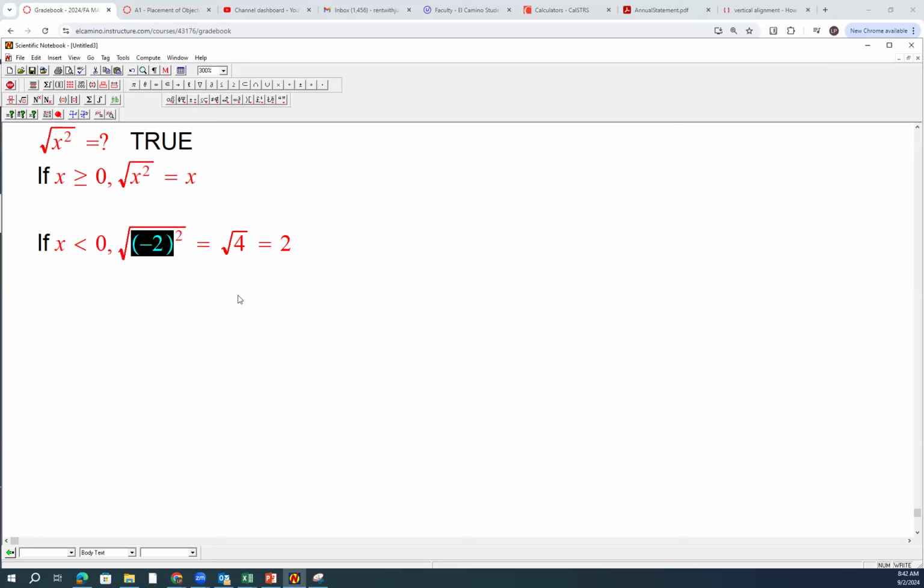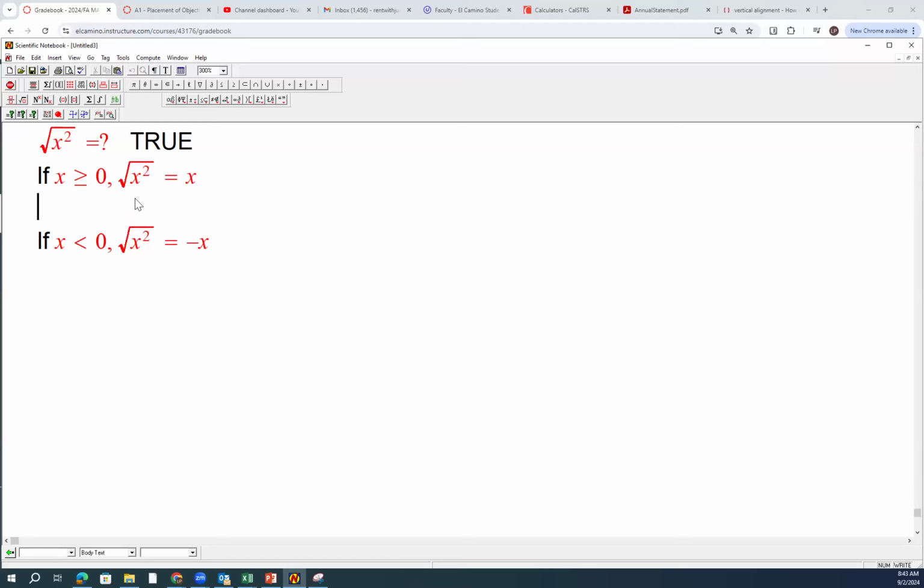So if I put in -3.5, then this is just going to be 3.5 squared, okay? And the answer is going to be 3.5 because -3.5 squared is the same as 3.5 squared. So no matter what negative number we put in, the answer is always going to be the opposite of x, okay?